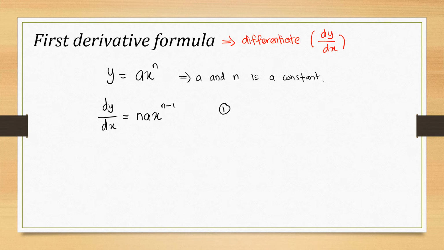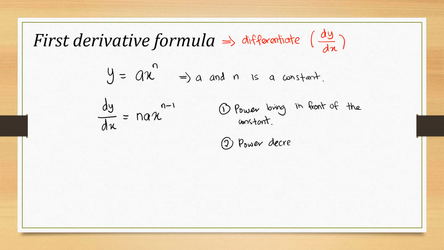The first step is power bring in front of the constant, which means you have to multiply by the constant. The power you bring in front to the constant, so n a, therefore n multiplied by a. Second step, power decrease by 1, which means you have to subtract 1, so n minus 1. So these are the two steps on how to do the first derivative.